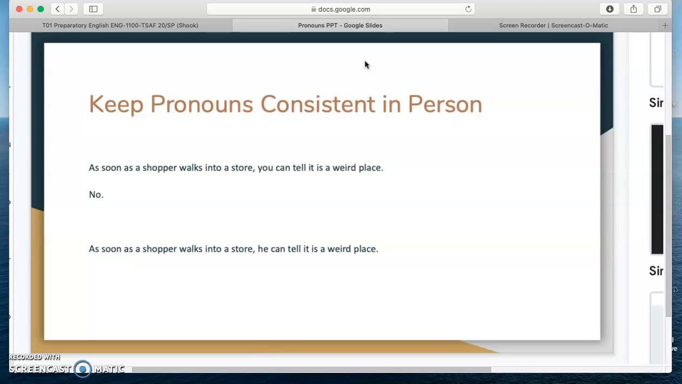And then finally, be sure as you are writing to keep your pronouns consistent in person. As soon as a shopper walks into a store, you can tell it is a weird place. You see, this is awkward because right at the beginning of the sentence, we start off with a third person singular noun, right? A shopper walks into a store. But then we shift into a second person. You can tell it is a weird place. We don't want to mix personhood in a sentence. We want to keep our persons consistent.